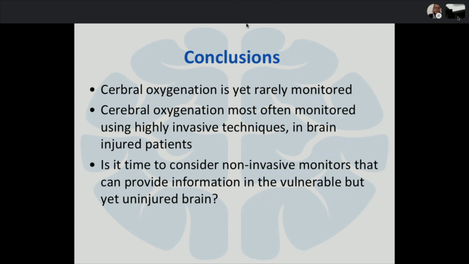These are the conclusions. So the cerebral oxygenation is not often monitored, okay? And that's a shame because we have several techniques, and some of them, it's true, are invasive and probably not always indicated. But for example, the NIRS is a non-invasive and safe method to assess cerebral oxygenation. In brain injury, most of the time it is monitored using invasive techniques, but probably it's time to consider, even in not primarily brain injury patients, that monitoring can give us information and can be safe and can be used at the bedside of the patient.